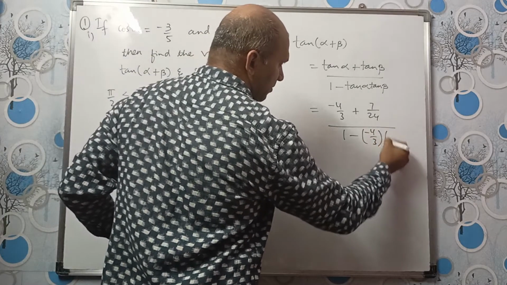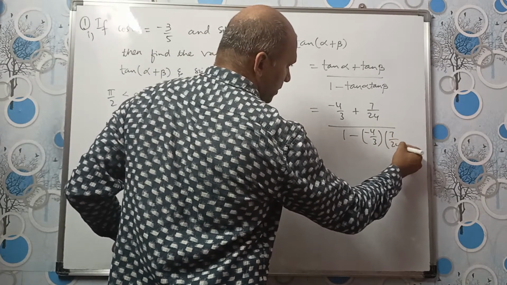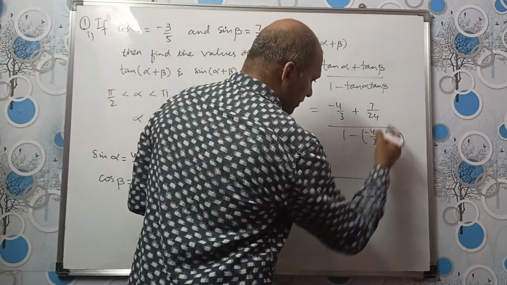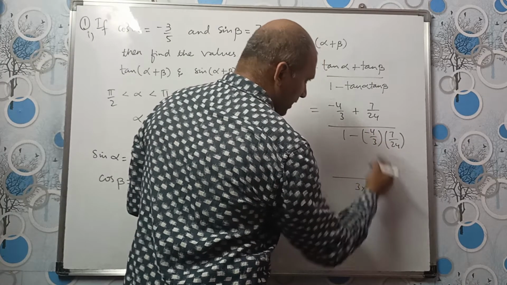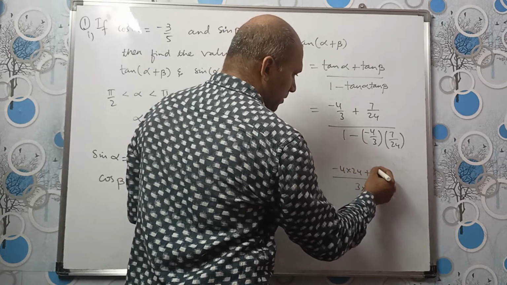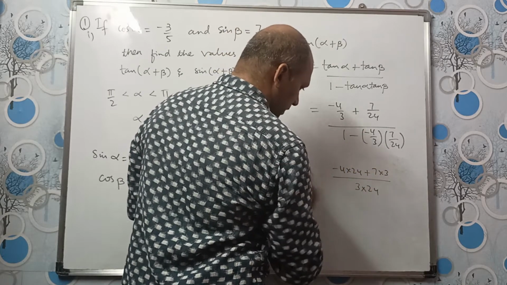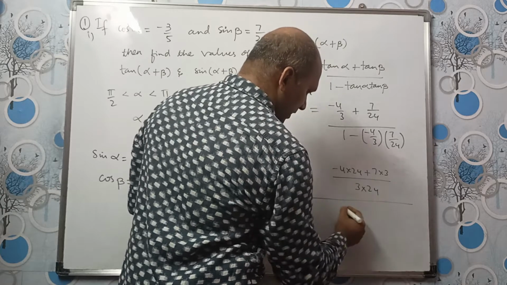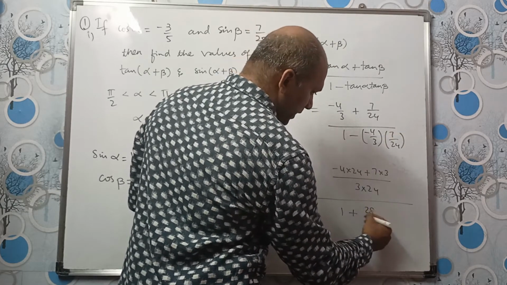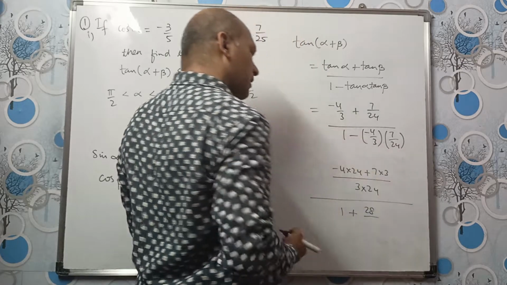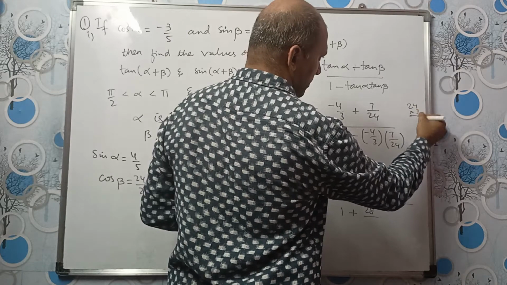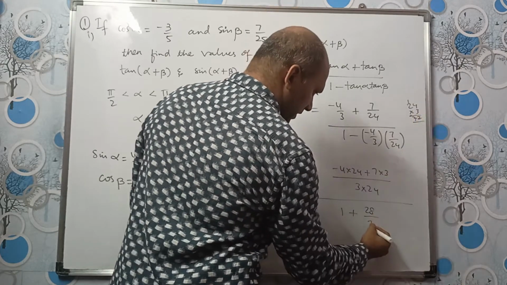Minus 4 by 3 multiplied by 7 by 24. See, the denominators are different, so we need to multiply the denominators and cross multiply these numbers: 4 into 24 plus 7 into 3, the whole divided by 1 plus 28 divided by 72. Yes, 72.